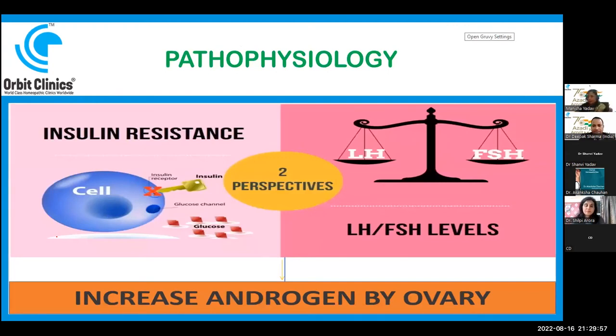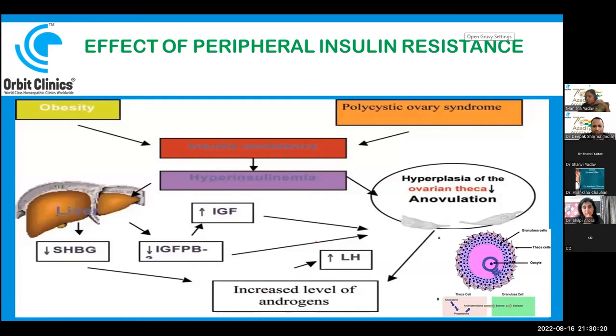So there are two perspectives behind this increased androgen by the ovary. One, insulin resistance, and two, imbalance in FSH and LH level. They both lead to excessive androgen production by the ovary. The first is how insulin resistance increases androgen production by the ovary.